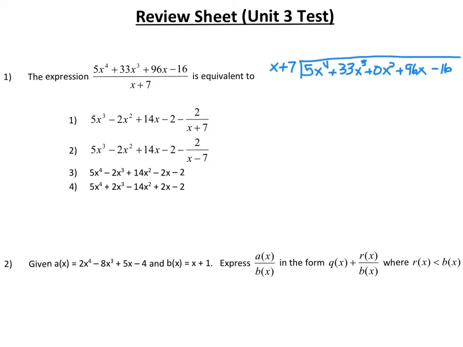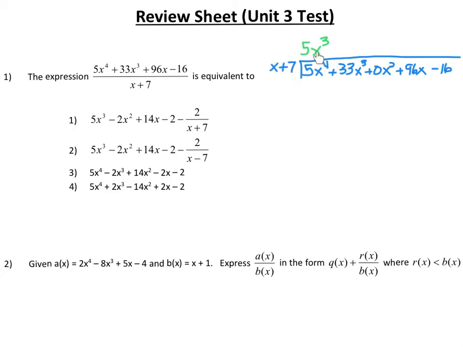So the first thing we do is we look at this first term, which is just an x, and we look at this first term, which says 5x to the fourth. And you want to say in your head, well, what would I multiply x by to give me 5x to the fourth? Well, I would multiply it by 5x to the third, right? So what we're going to do is we're going to put a 5x to the third on the top, right here.